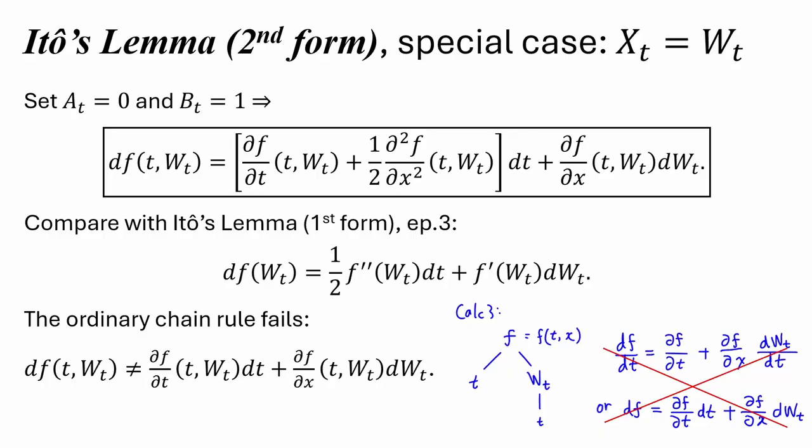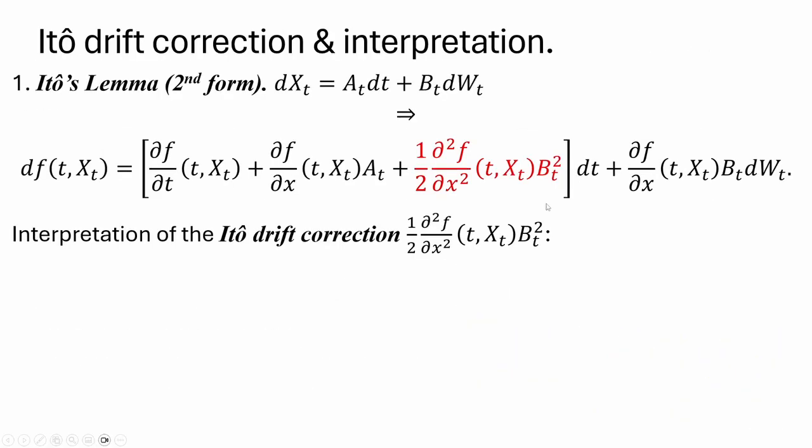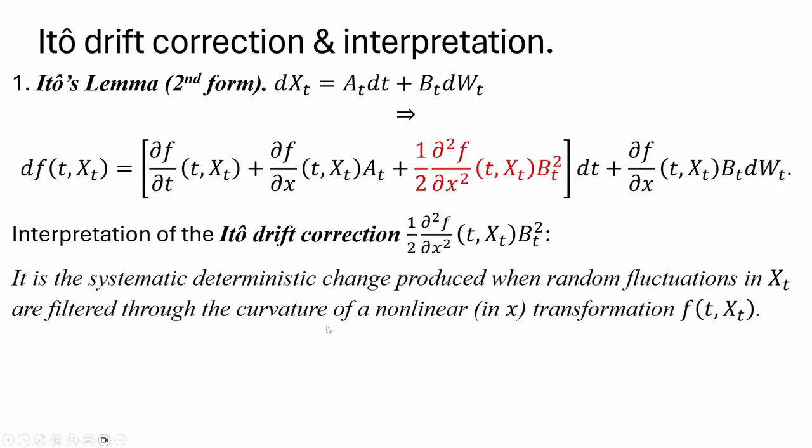And as we shall see shortly, it is precisely this second order partial derivative term that explains the volatility drag. This extra term is called the Ito drift correction, and it has the following interpretation. It is the systematic deterministic change produced when random fluctuations in x_t are filtered through the curvature of a nonlinear transformation f. And by nonlinear, we mean nonlinear in x. If f is linear in x, then d squared f over dx squared would vanish. So the Ito drift correction is purely an artifact of the nonlinearity or curvature of the function f.